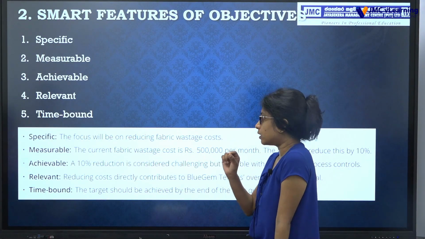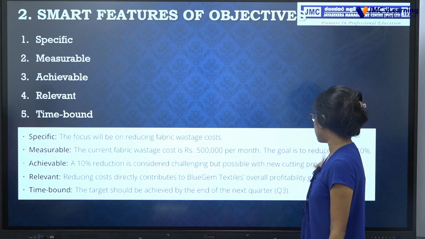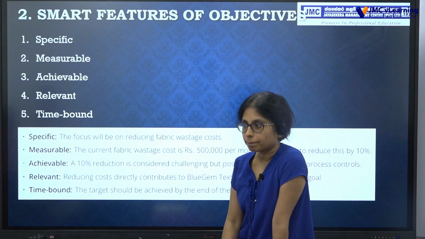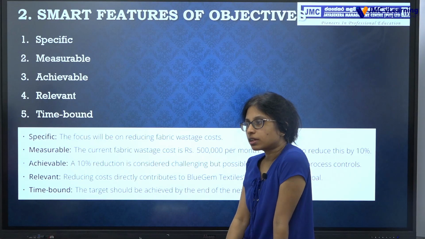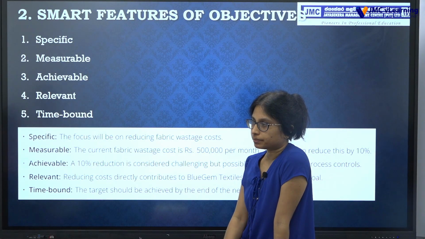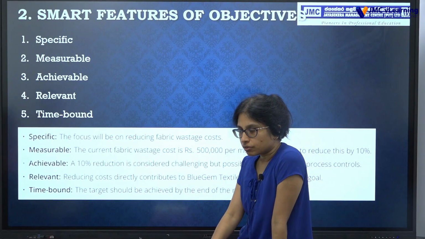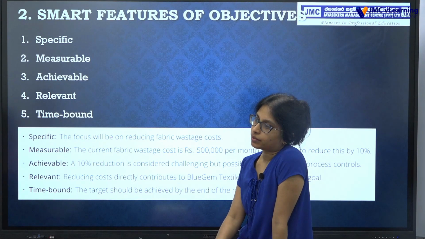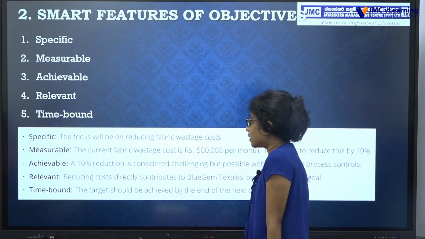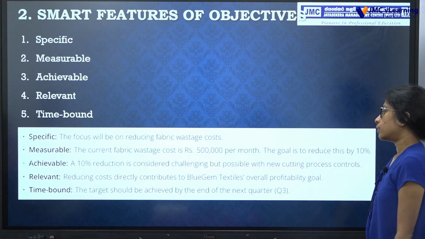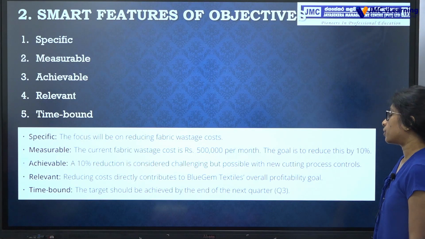Then measurable. There has to be a certain number. Fabric wastage is 500,000. Goal is to reduce this by 10%. Measurable. Then achievable. Achievable means cannot be unrealistic. As I told you, it can be challenging, but with the correct effort, with the correct infrastructure, it should be achievable. Next one, relevant. Reducing cost directly contributes to Blue Gem Textiles' overall profitability goal.